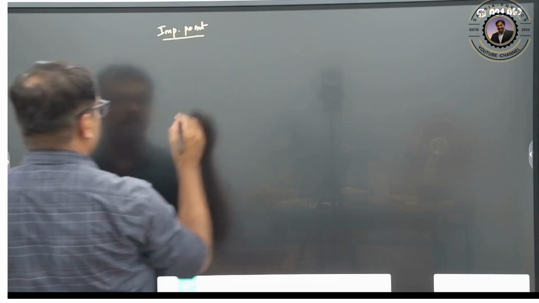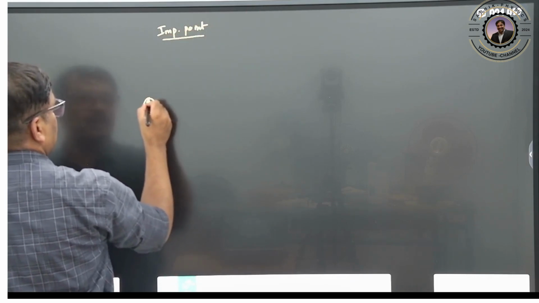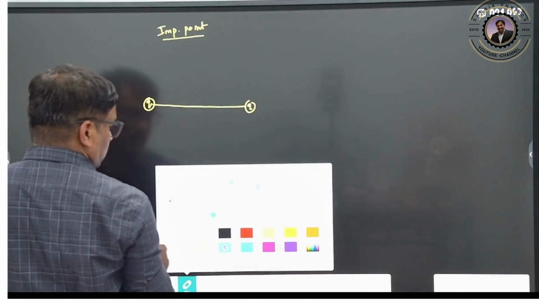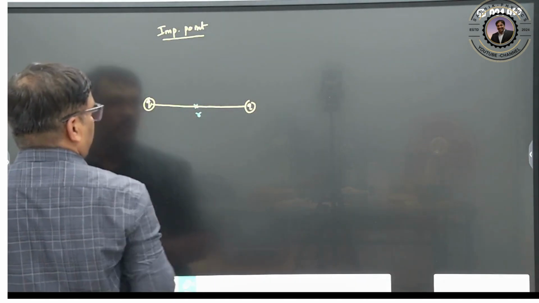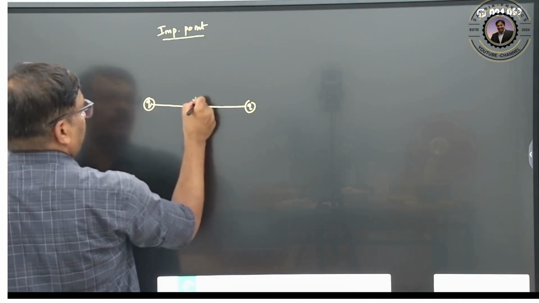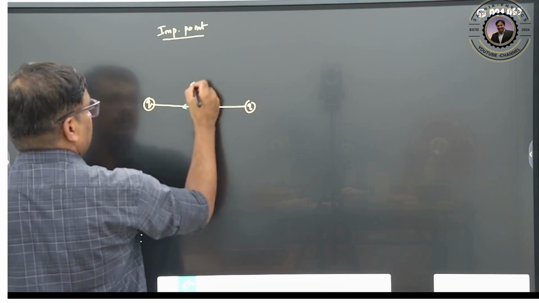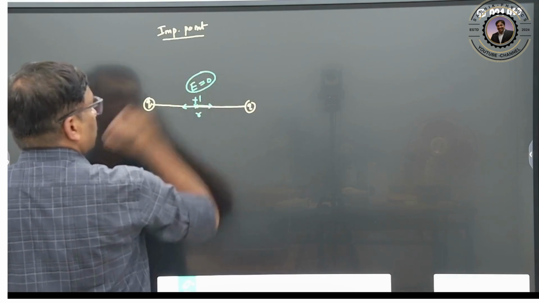Suppose there are two identical charges separated by some distance r. At the midpoint, what will be the electric field? Place plus 1 coulomb there. On this side it will be repulsion, and on this side it will be repulsion. The electric field at the midpoint will be equal to 0.